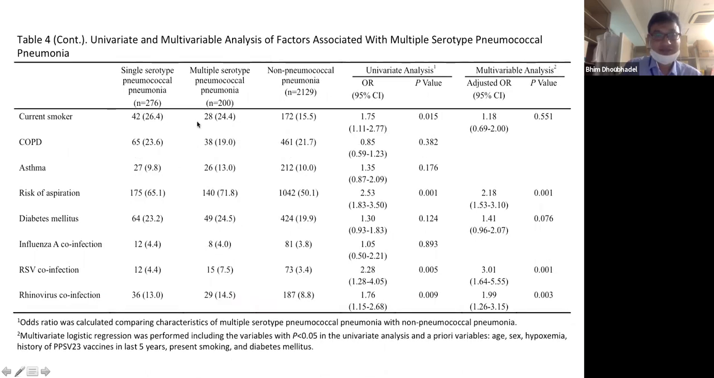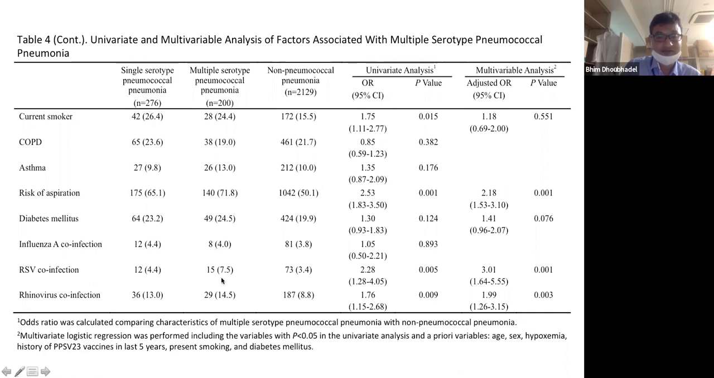And for other clinical features, current smokers are associated with the multiple serotype as well as single serotype, and COPD, not much different. Aspiration, yes, it's associated with the multiple serotype. Diabetes mellitus, not much different. Influenza, interestingly, I was thinking maybe it's associated, but the data doesn't show any associations. RSV, it is associated with the multiple serotype.